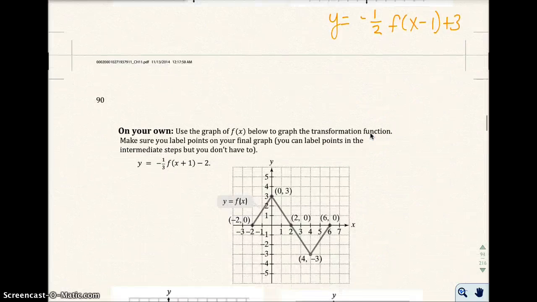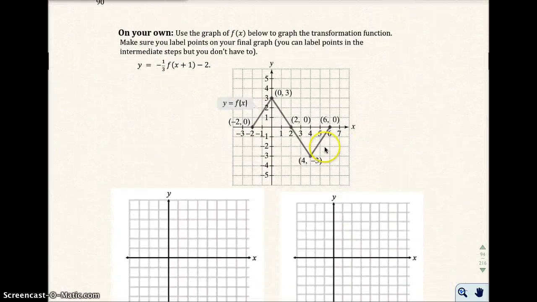Okay. So now let's go on your own. In this problem, here's your function. Look at each of these transformations like I did a second ago and do each step individually. And then for your final answer, label your points. Okay? So go ahead and pause the video and then check your answer with mine.